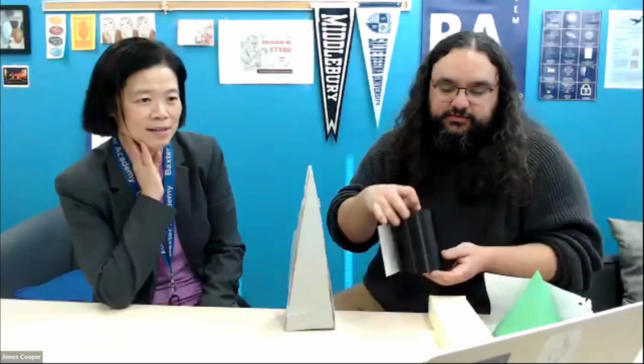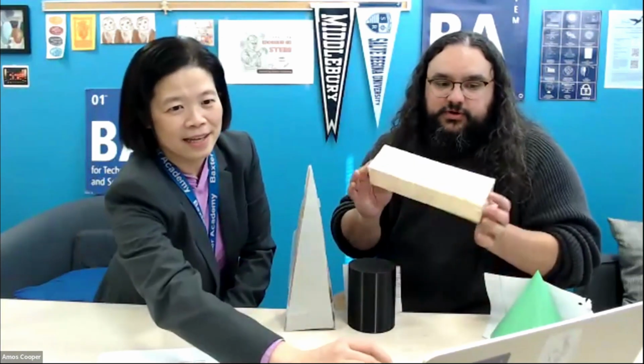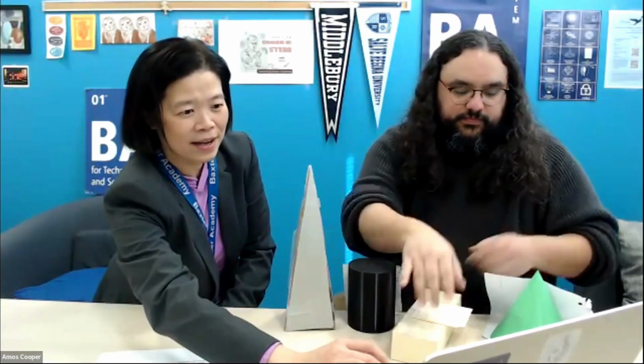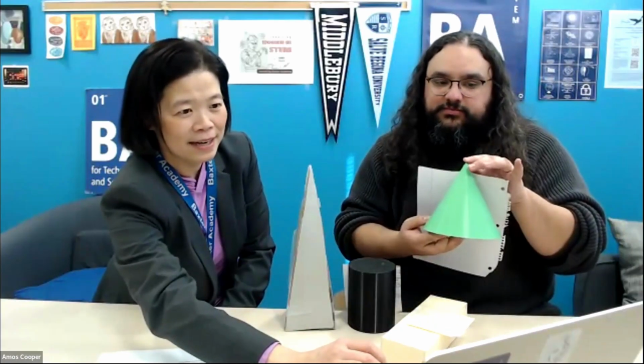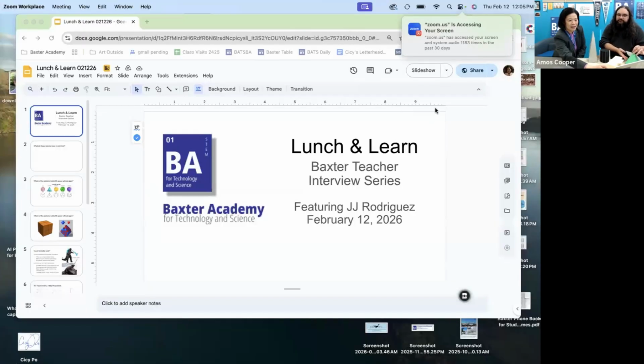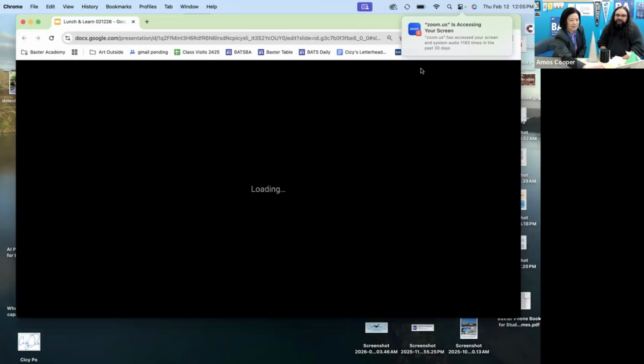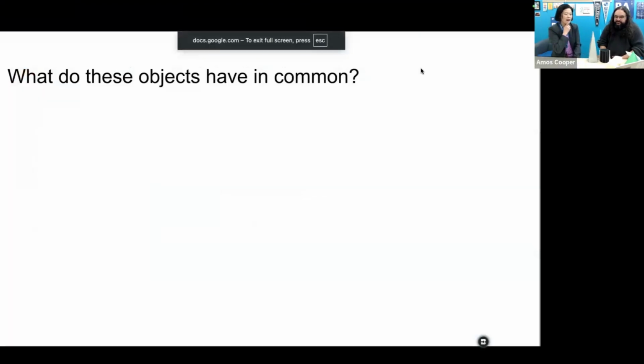So here's a square pyramid, square base, comes to a point. There's a cylinder. Okay. Rectangular prism or a cuboid. Okay. And a cone. And so I'll leave you guys to think about that for a second. What do these shapes have in common?